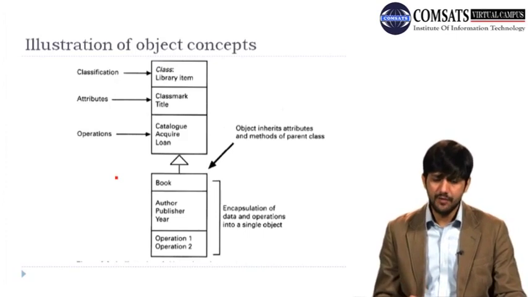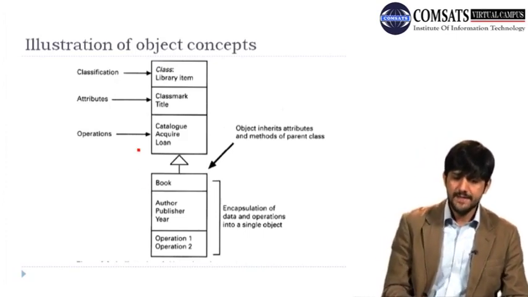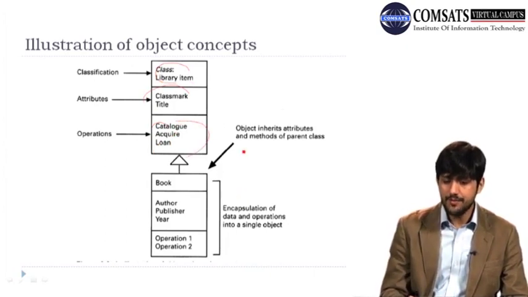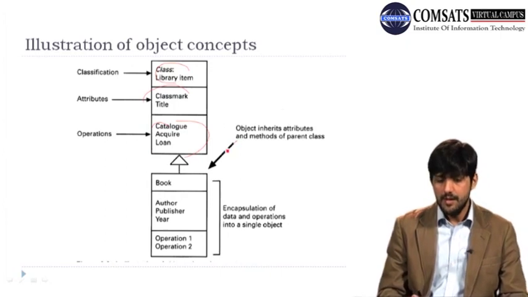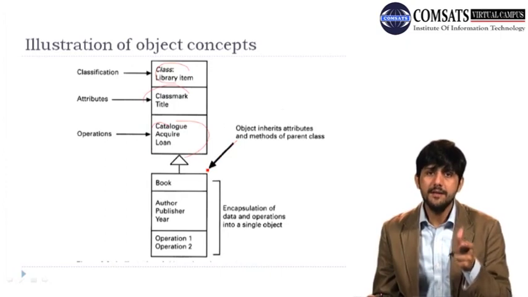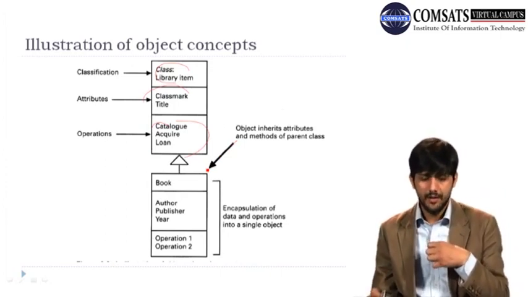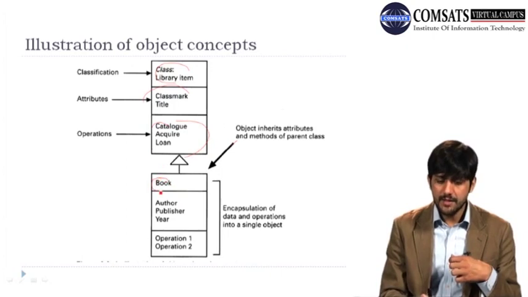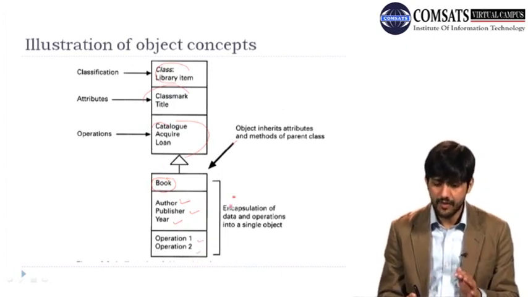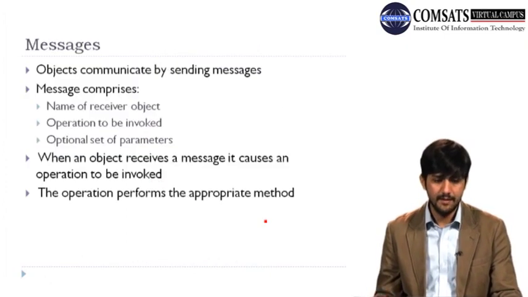So this is an illustration of a class and an object. Let's say this is the class, which is the library item. It has different attributes and different operations. And then this is the object. Whenever you make an object of a particular class, it inherits all the things of the class. For example, this particular object is a book, and the book has author, publisher, year, and it has these operations as well. So we have this concept of encapsulation here, which you can see.